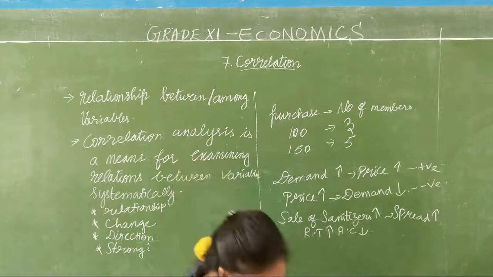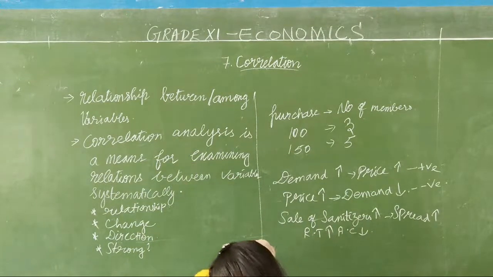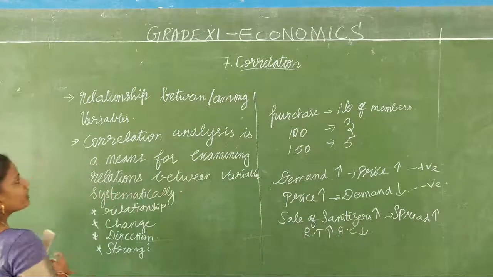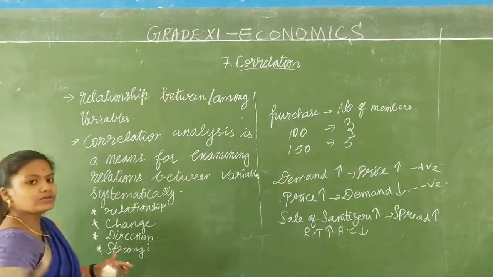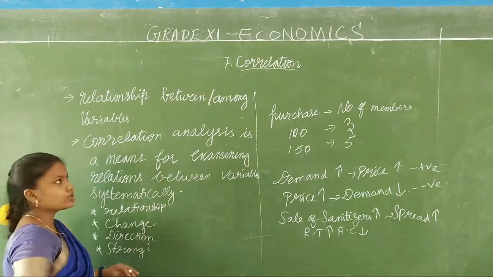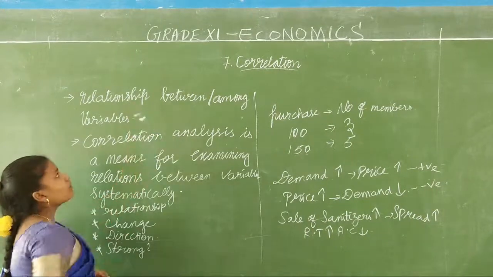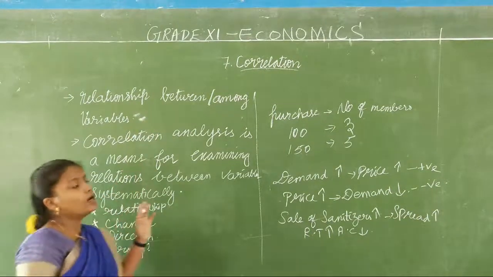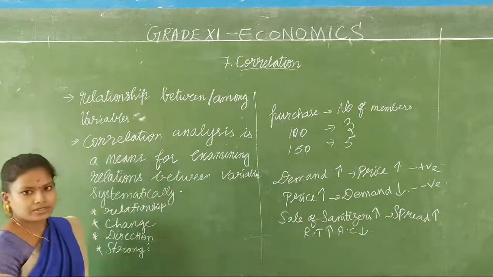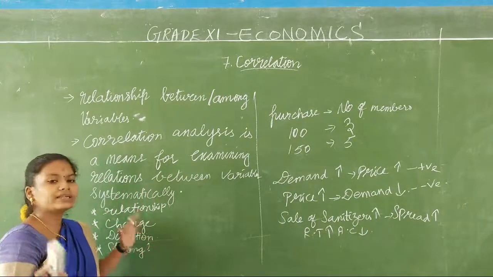About the types of relationship. What are the various types of relationship? We have correlation. Now what is correlation, children? It is actually knowing or studying the relationship between two or more variables. How are they related?